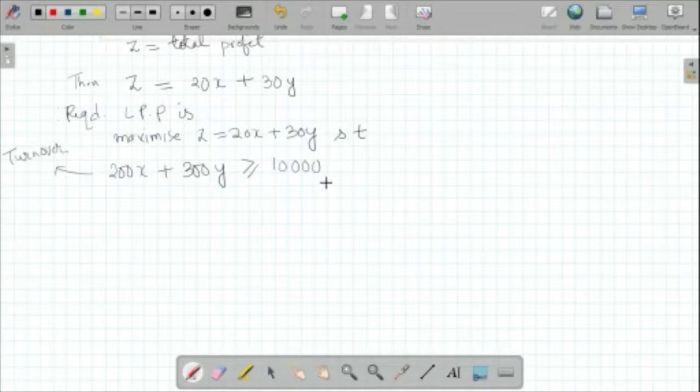Okay, so this is our turnover. But this equation can be written as, see, I can divide it all by 100. So dividing by 100, we get 2x plus 3y, and it should be greater than or equal to 100. So let it be our first equation.